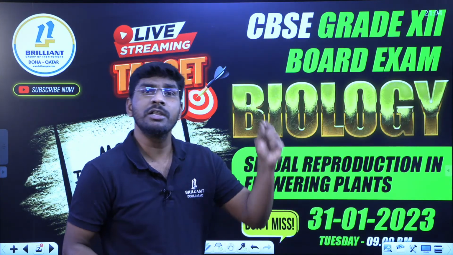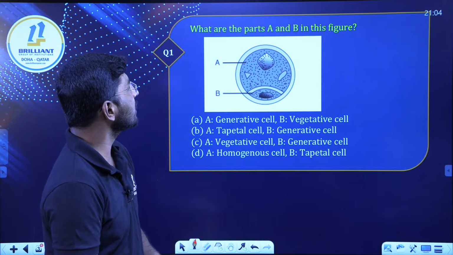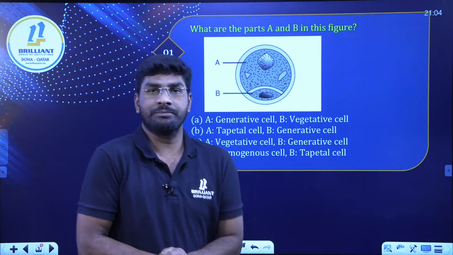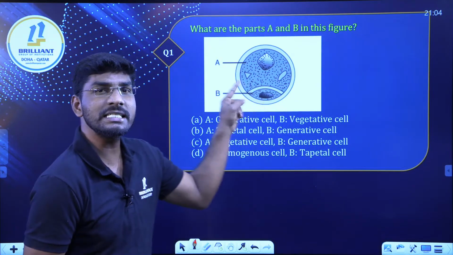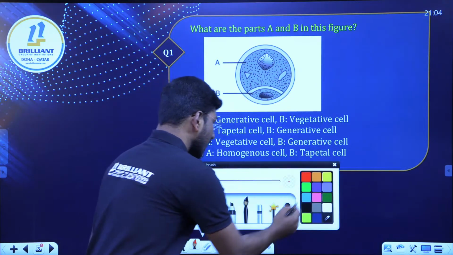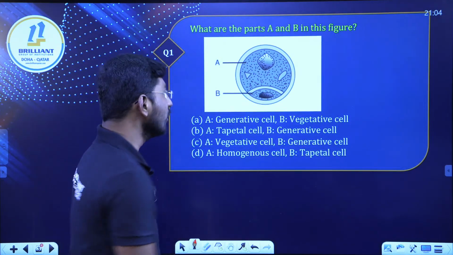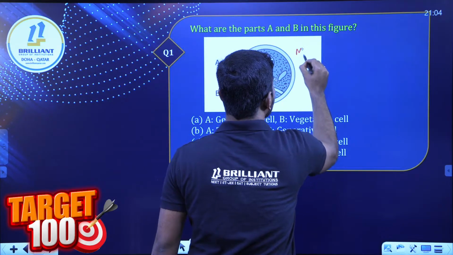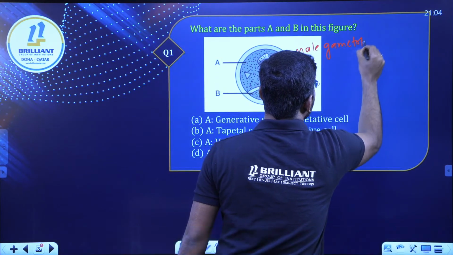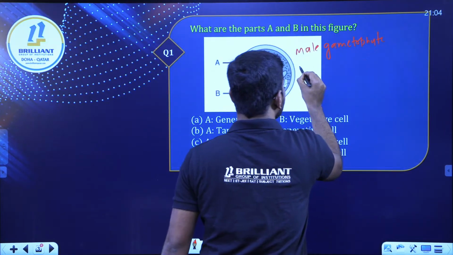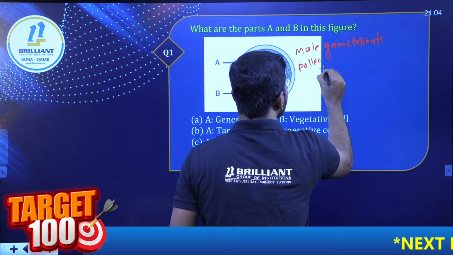So all of you look here, the first question we are going to discuss. What are the parts A and B given in the figure? What is this diagram actually? This diagram is the male gametophyte, or pollen grain. Male gametophyte is also known as microspore, or we can also write pollen grain.